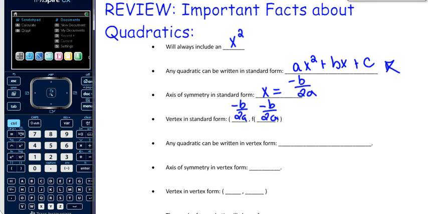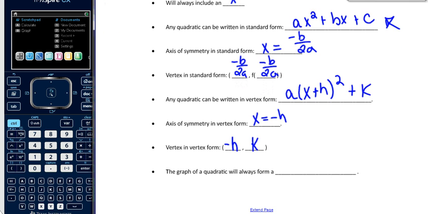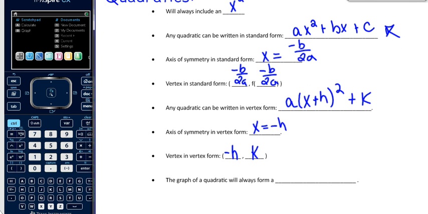Any quadratic can be written in vertex form, which is a times x plus h squared plus k. The axis of symmetry in vertex form is x equals negative h. The vertex in vertex form is negative h comma k. And the graph of a quadratic will always form a parabola.